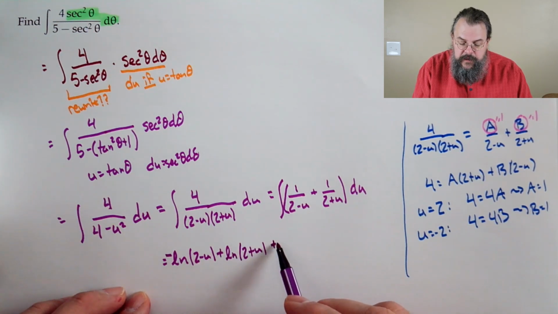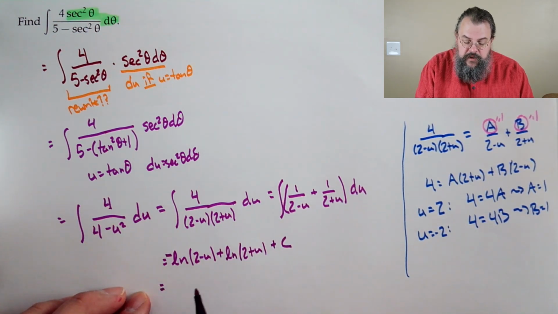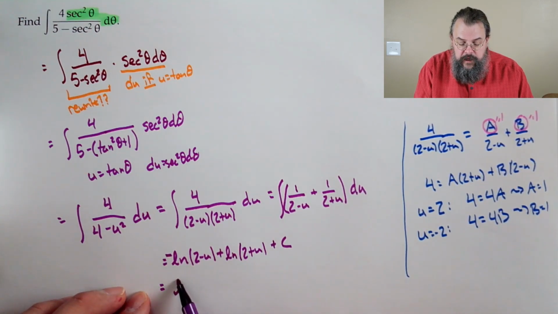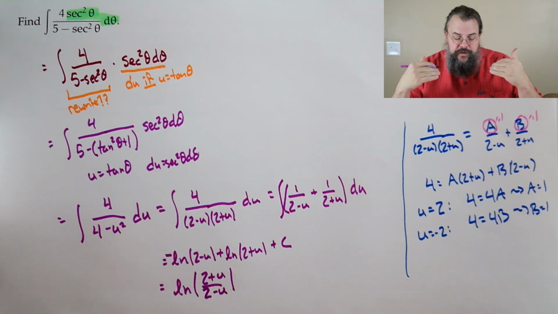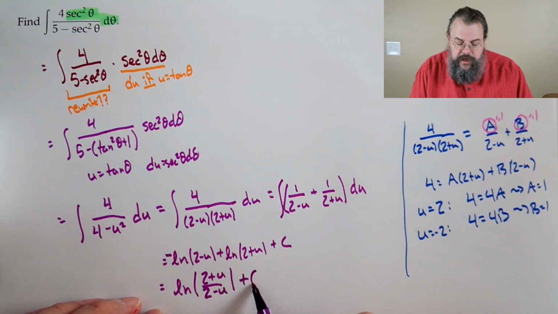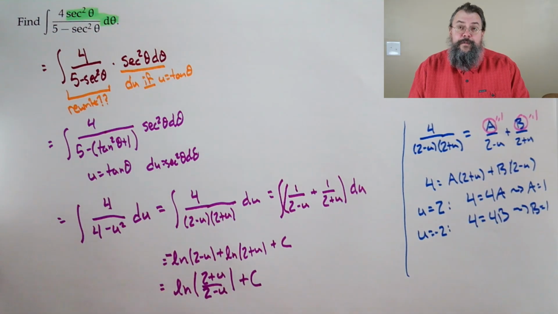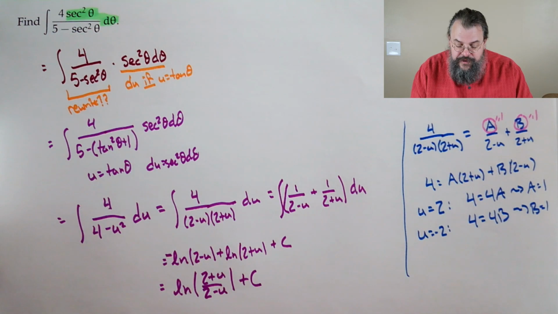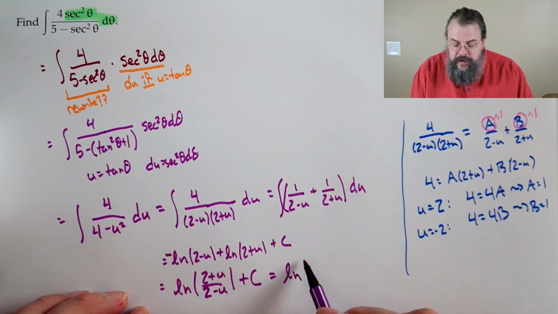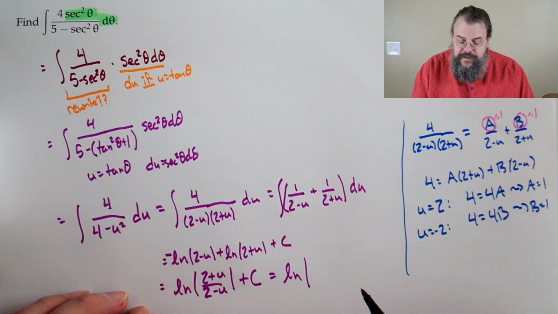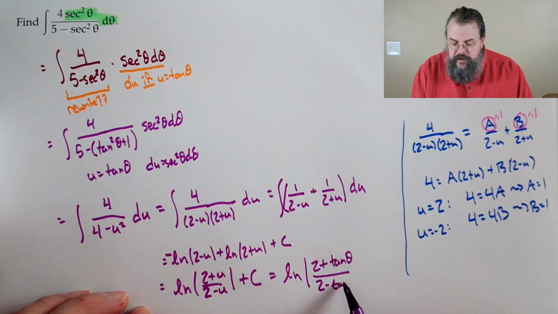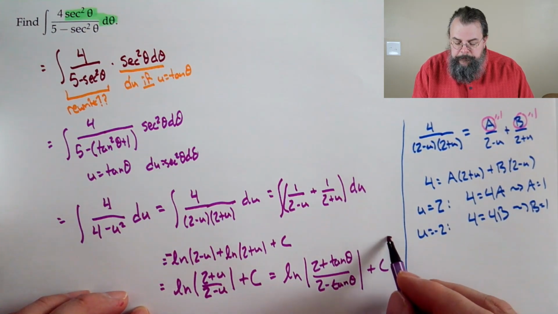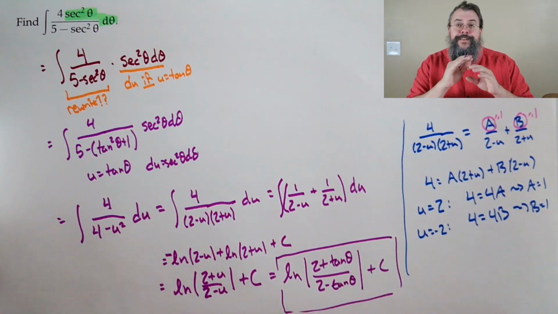That's perfectly fine. So we can actually combine these together into one single log. The 2 plus u is being added, the 2 minus u is being subtracted. So that means the 2 plus u goes on the top, and the 2 minus u goes on the bottom. Now we've got to go back in terms of our original variable. So this becomes log of, since u is tangent, 2 plus tangent theta divided by 2 minus tangent theta, plus c. And we're done.